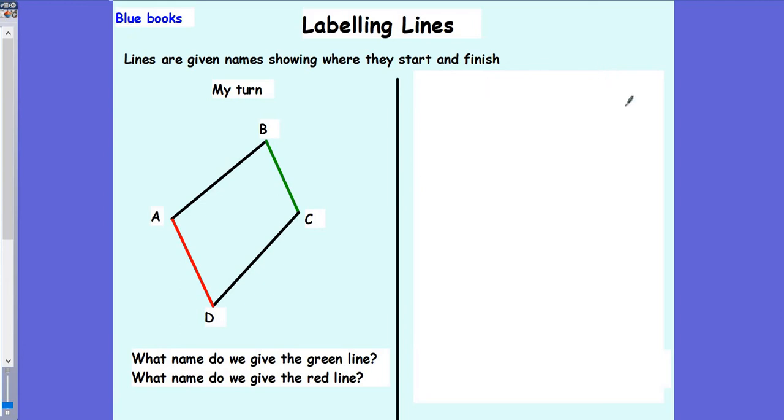Okay, can you please give me the title labelling lines in your dark blue books? Underneath that, can you write the sentence, lines are given names showing where they start and finish. And when you've got that, pens down for me, Year 7, and eyes on the board.